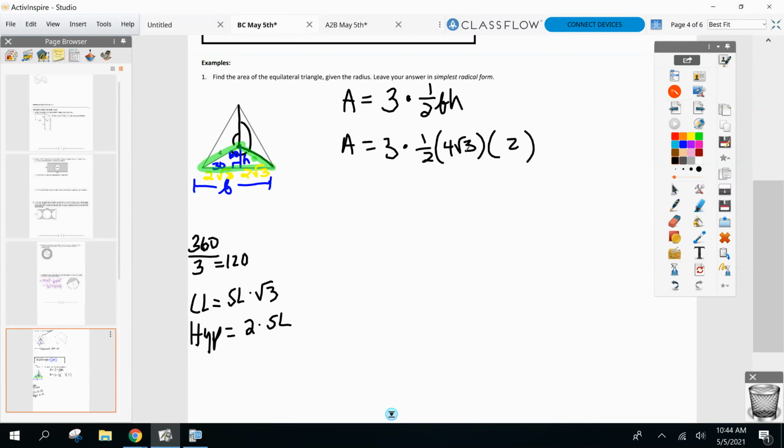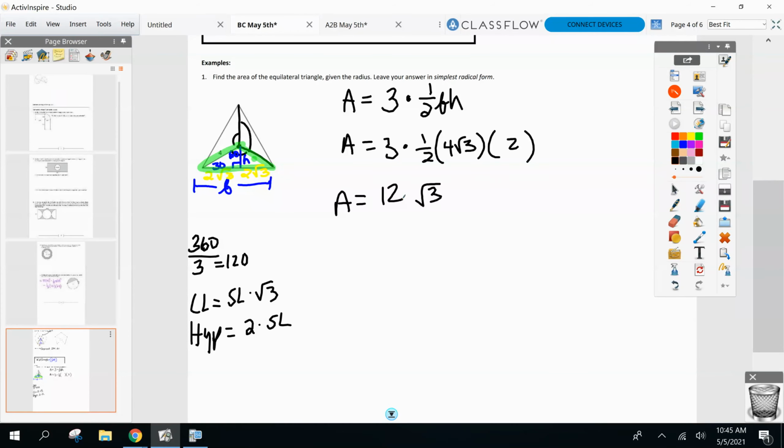Other questions? All right, so simplest radical form. The only radical I see in there is 3, so I'll keep the radical 3 and you can multiply everything else. And I don't think there were any units. One way: take a regular polygon, divide it up into congruent triangles, find how many triangles there are, and multiply it by the area of one of them.